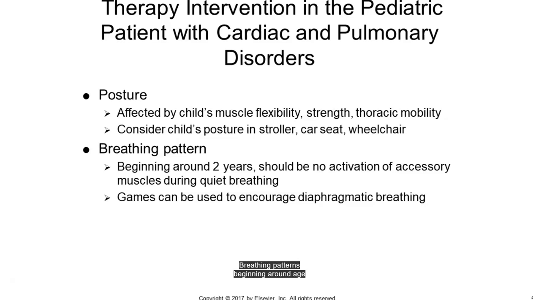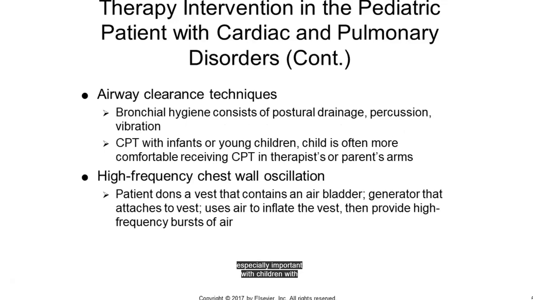Breathing patterns beginning around age 2 should note no activation of accessory muscles during quiet breathing, and games that encourage diaphragmatic breathing, such as placing a toy on the child's stomach to, quote, give it a ride, may establish more normal and efficient breathing patterns. Airway clearance techniques are especially important with children with cystic fibrosis or bronchopulmonary dysplasia and may include CPT, postural drainage, high-frequency chest wall oscillation, or HFCWO, positive expiratory pressure, incentive spirometers, huffing, and assisted cough.